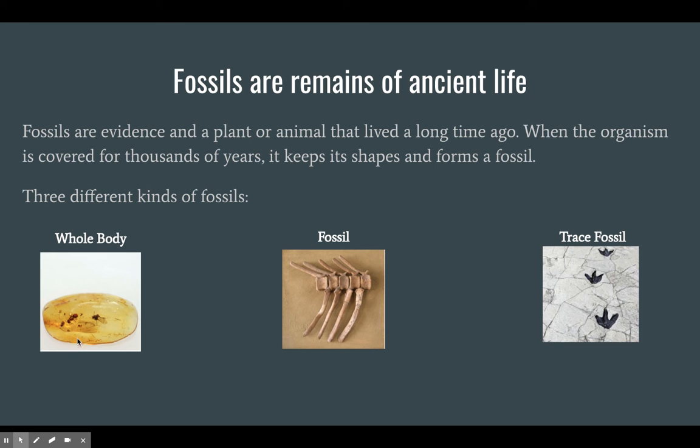Okay, so there are 3 different types of fossils. We have whole body fossils. You can see inside here, these are insects and it shows their whole body has been fossilized and it's kept its shape. That's one type of fossil. Then we have regular fossils here, which are just like bones. And then we have trace fossils. These are evidence of an animal from long ago that has fossilized. Like a footprint is evidence that that animal existed and what their footprint looked like. We call that a trace fossil.